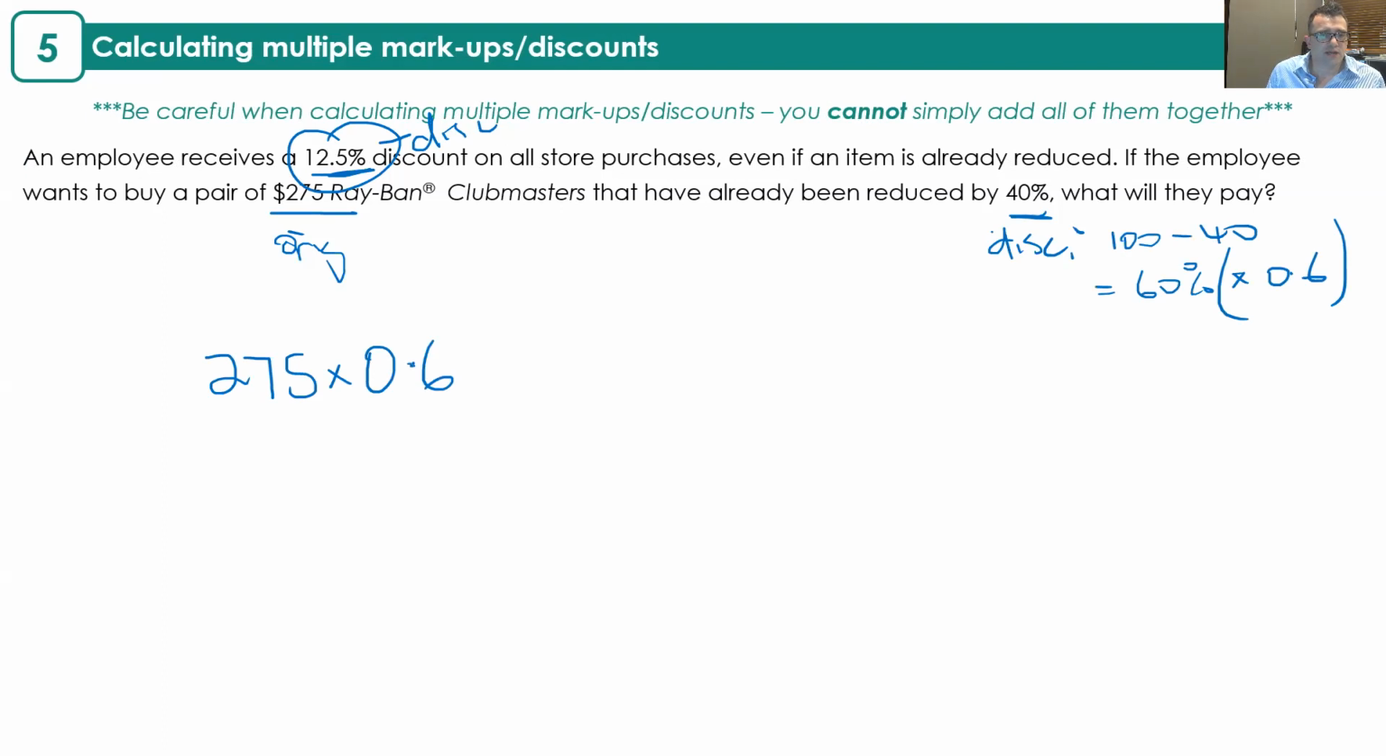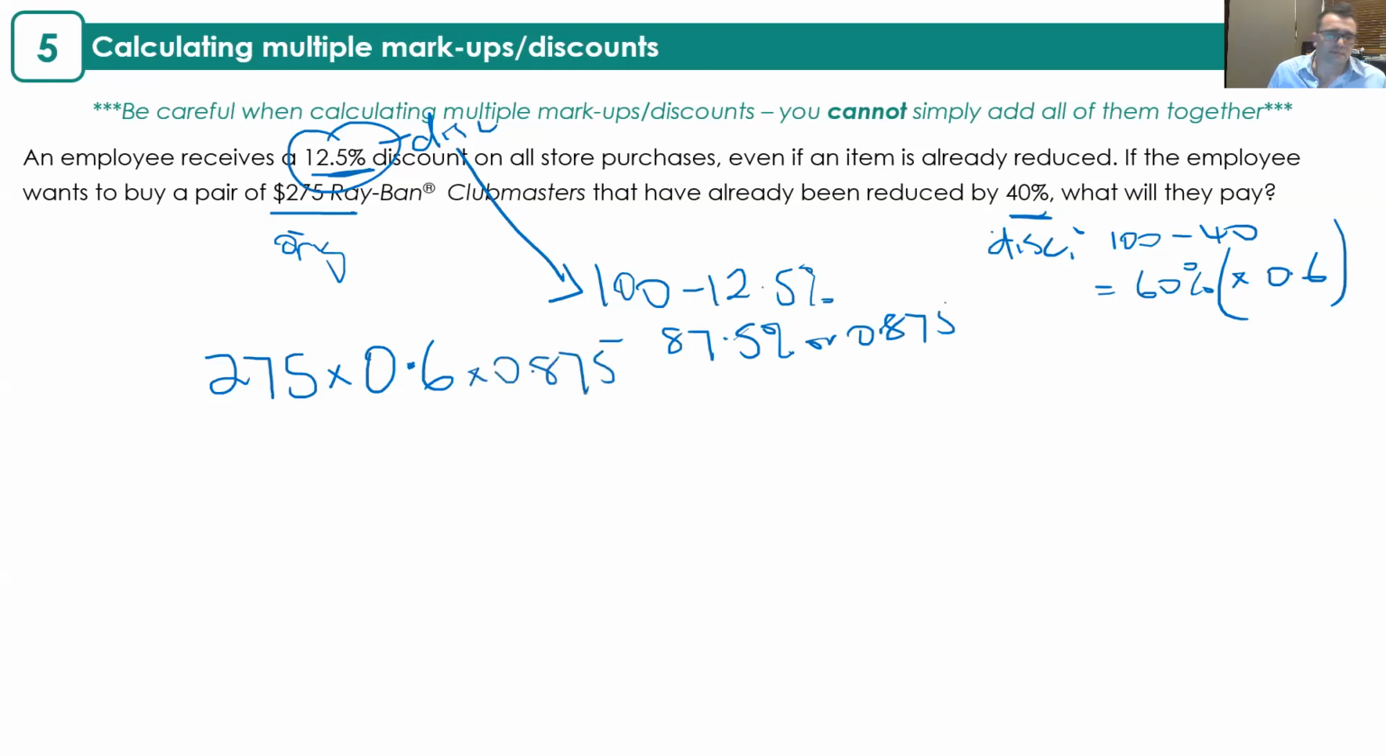We're then going to take whatever price we've received from here, and we're going to apply another discount to it. So we're going to have 100 minus 12.5%, which is 87.5%, or 0.875. We can use a calculator. So now 275 multiplied by the 0.6 to apply our 40%, and then we're multiplying it by 0.875 to apply the second discount, is going to get us to an end price of $114.38.